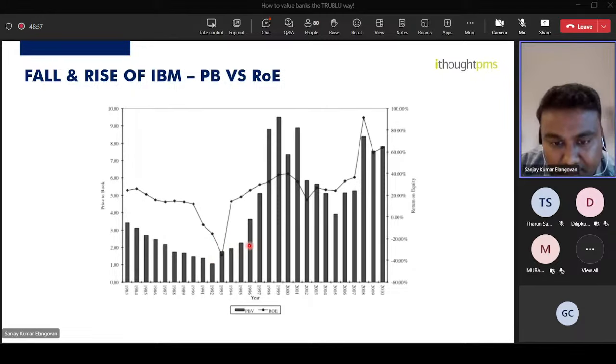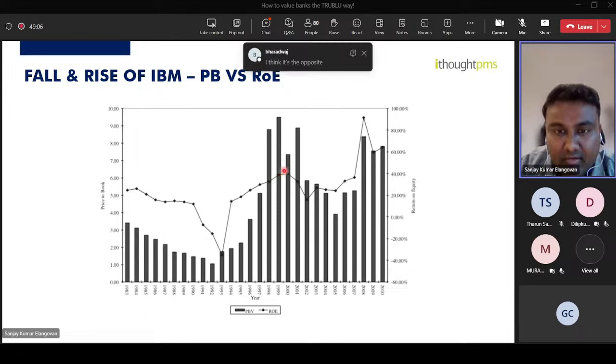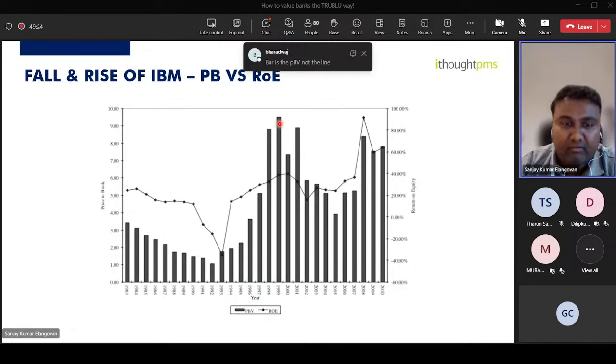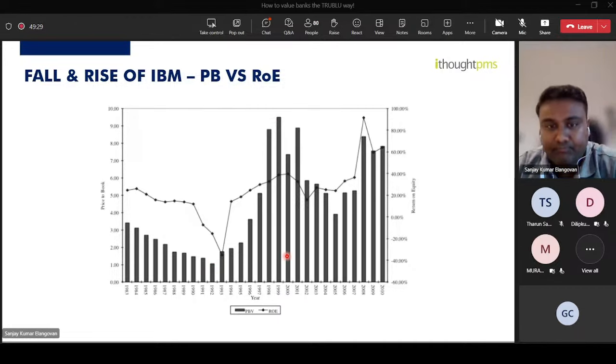But then they recovered, and then the tech boom of 2000 happened, where they made insane money. They made 40% ROE at the peak of the tech bubble in the US. This is how cyclical IBM's ROE has been, and that is driving the price to book. From 1x price to book, IBM went to 9x price to book. So you made 9x just on the re-rating itself, if you had bought it at the lows of 1991, 1992.